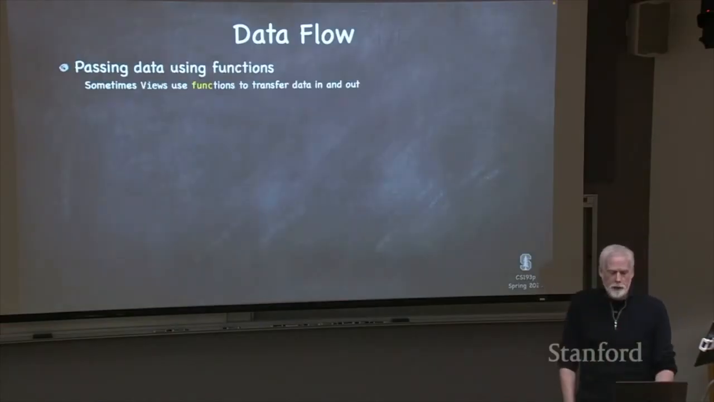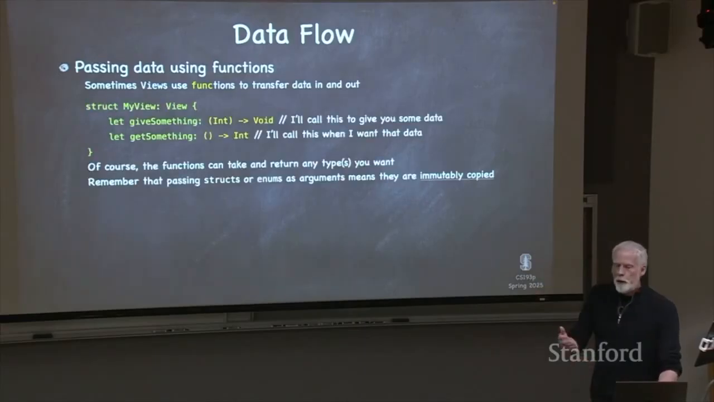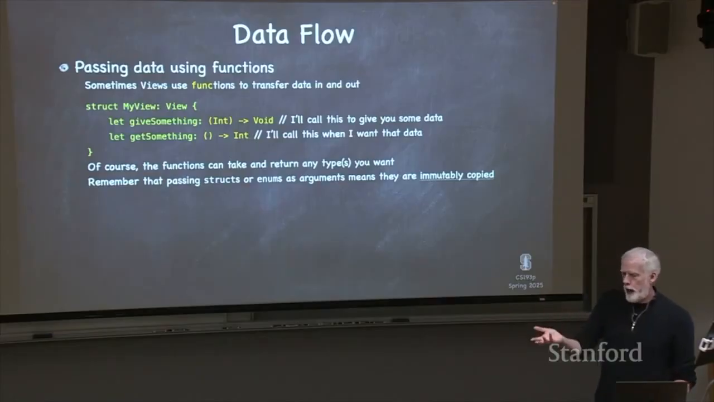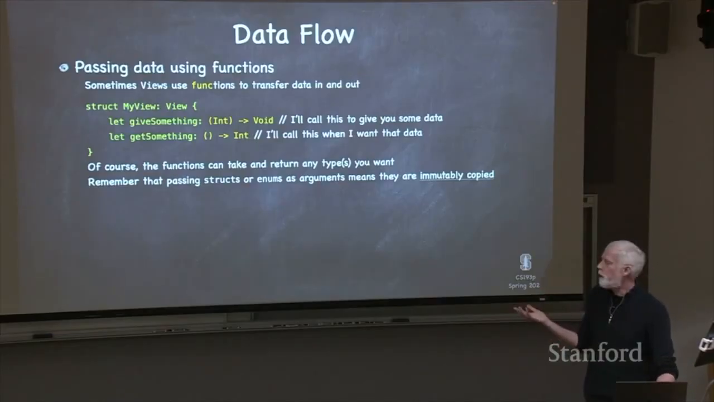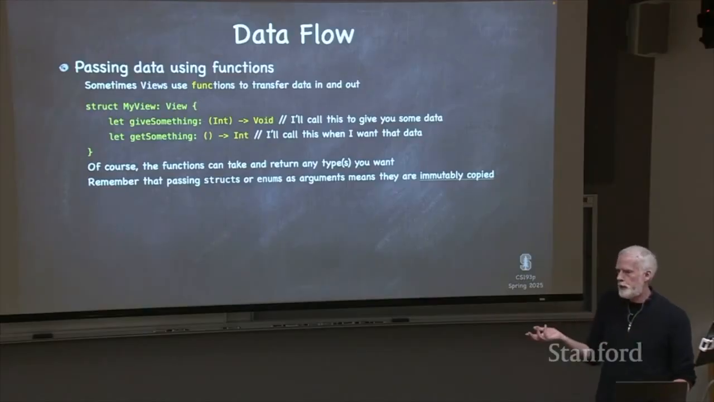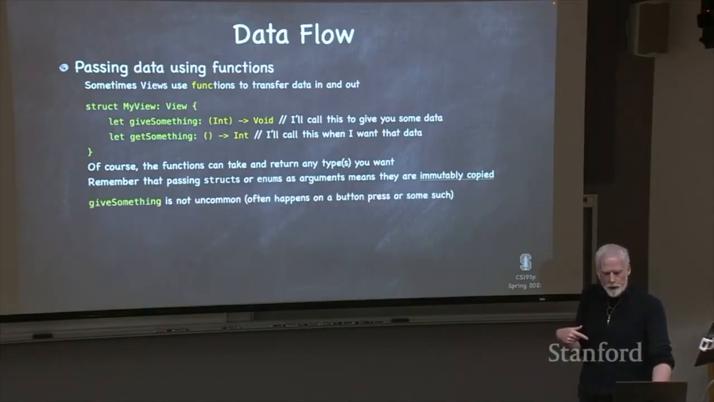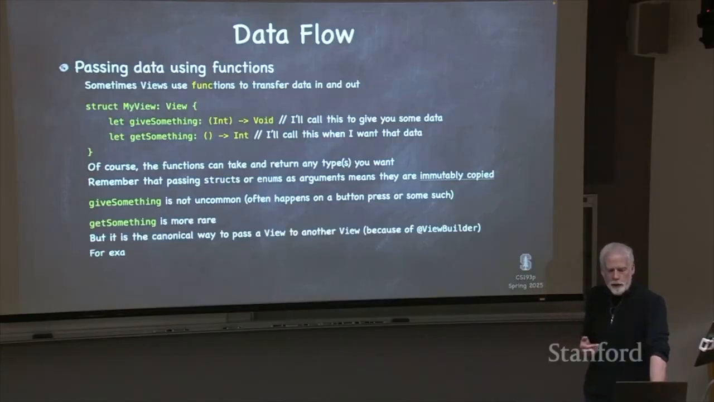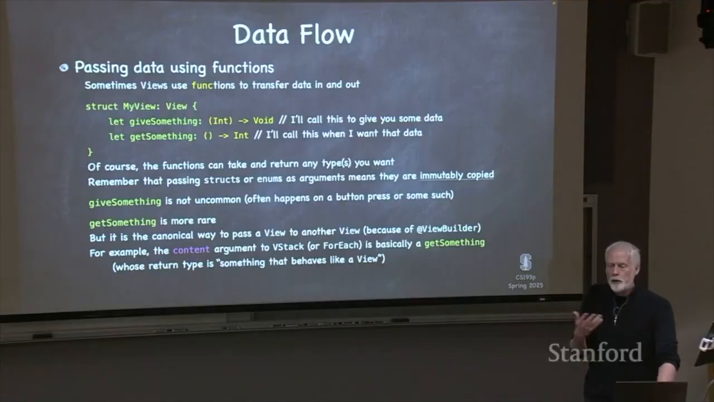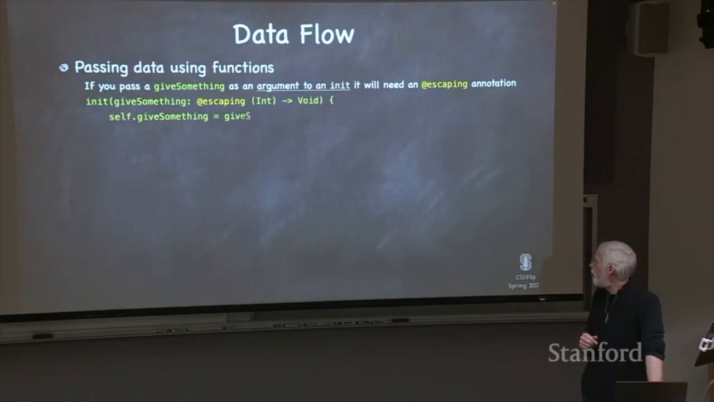All right, passing data using functions. I'm going to have to zoom through this really fast. It's pretty obvious, really. Some functions are give-something functions, okay? Functions that the view you're handing the function to is going to call to give you something, and some of them are get-something functions, okay? Like VStack's content argument is getting something. Give-somethings are not that uncommon. I'm going to do this on Wednesday so you can see what this is like. Get-something is more rare. You see it with view builders. Of course, view builders are all get-something kind of things, but we don't really use them that much.